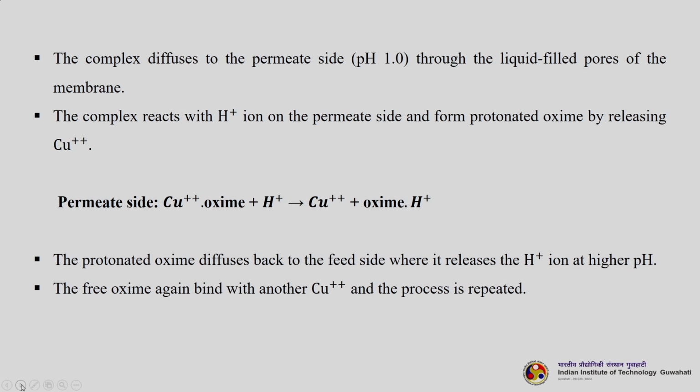The complex reacts with hydrogen ion on the permeate side and forms protonated enzyme by releasing the copper. So, the copper-enzyme complex plus proton gives you the copper as well as the protonated enzyme, which will again diffuse back. The protonated enzyme diffuses back to the feed side, where it releases the hydrogen ion at the higher pH. The free enzyme again binds with another copper, and the process is repeated and continued.